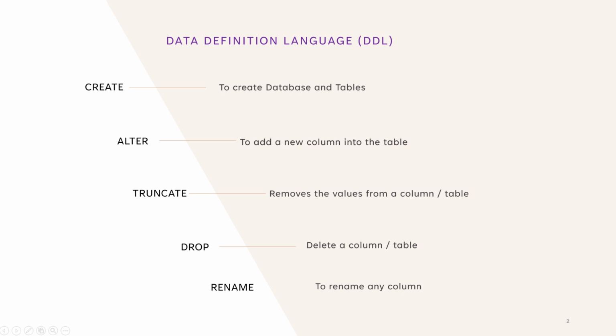There is a major difference between truncate and drop. The truncate command is used to remove only the values from the column and the structure of the table will remain the same. But drop completely deletes the whole table or a column. The rename command is used to rename any column in a table. For example, if a column name is X and we need to rename it into Y, then we can use rename. Now it's time to practice all these commands in SQL.